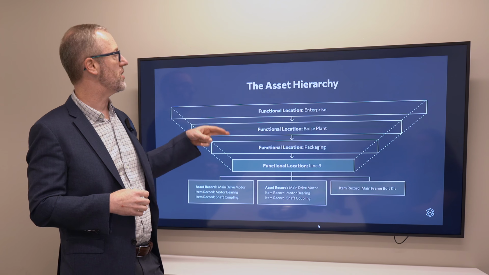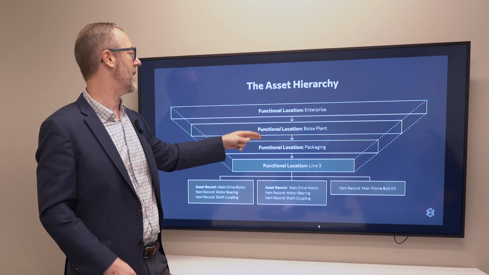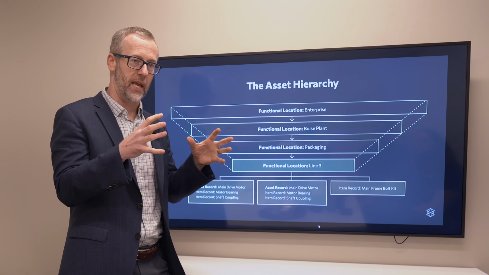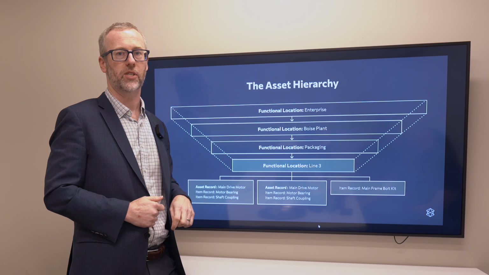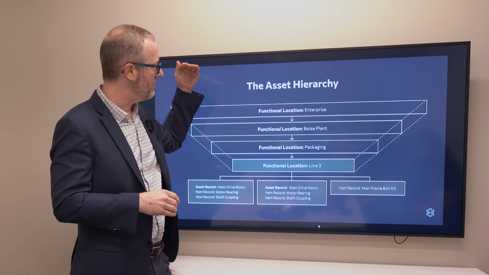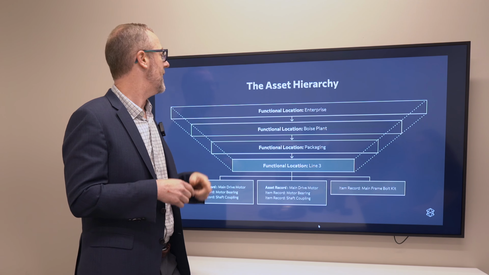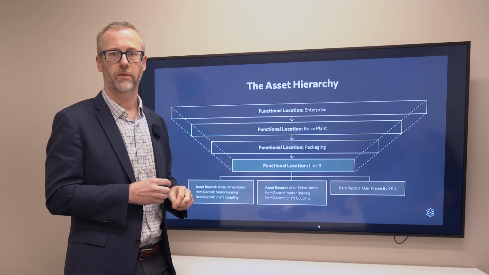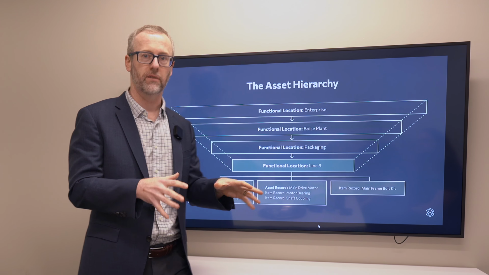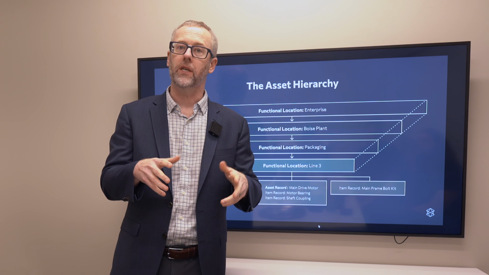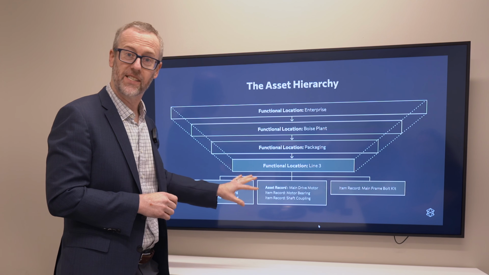So it typically starts with a site or an enterprise level, goes down through the plant, down through the line, and eventually you land on a machine skid where you can actually see, for example, a pump and a motor directly on the same skid. Everything from the enterprise level all the way down to the machine skid is typically called a functional location. The reason it's called a functional location is that it's identifying the function of the machine, but importantly, you wouldn't call a work order against a functional location. You would call it against an asset.